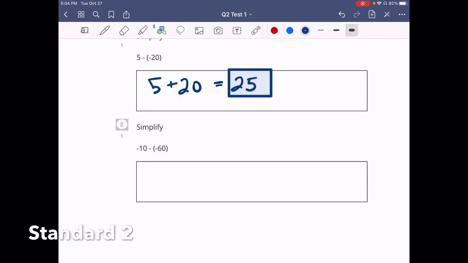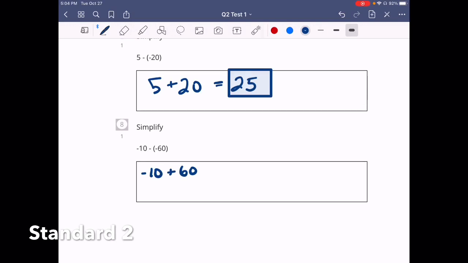Negative 10 minus negative 60. A lot of negatives here. So a lot of people thought the answer was negative. But again, I'm going to rewrite this as an addition problem. And I'm going to start at negative 10 because I don't change the first number. And then that's going to be plus 60. All right.